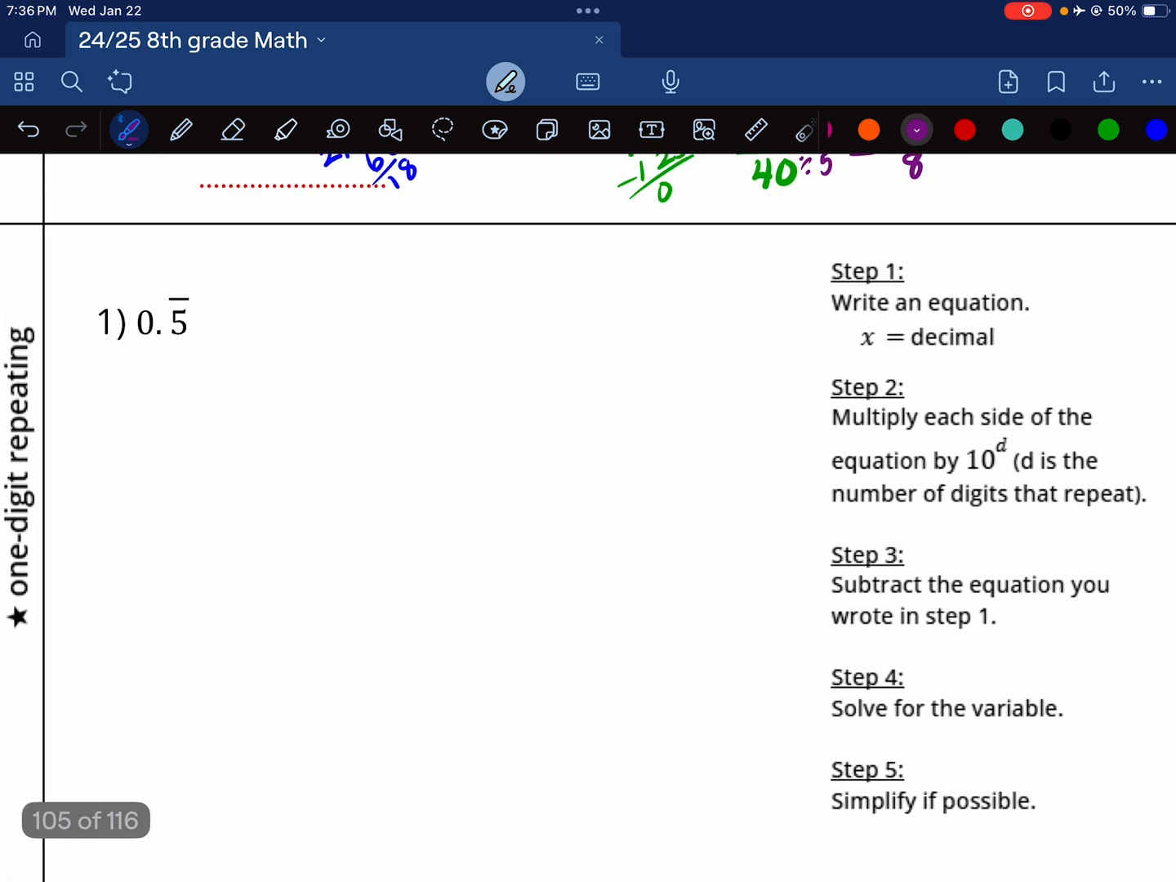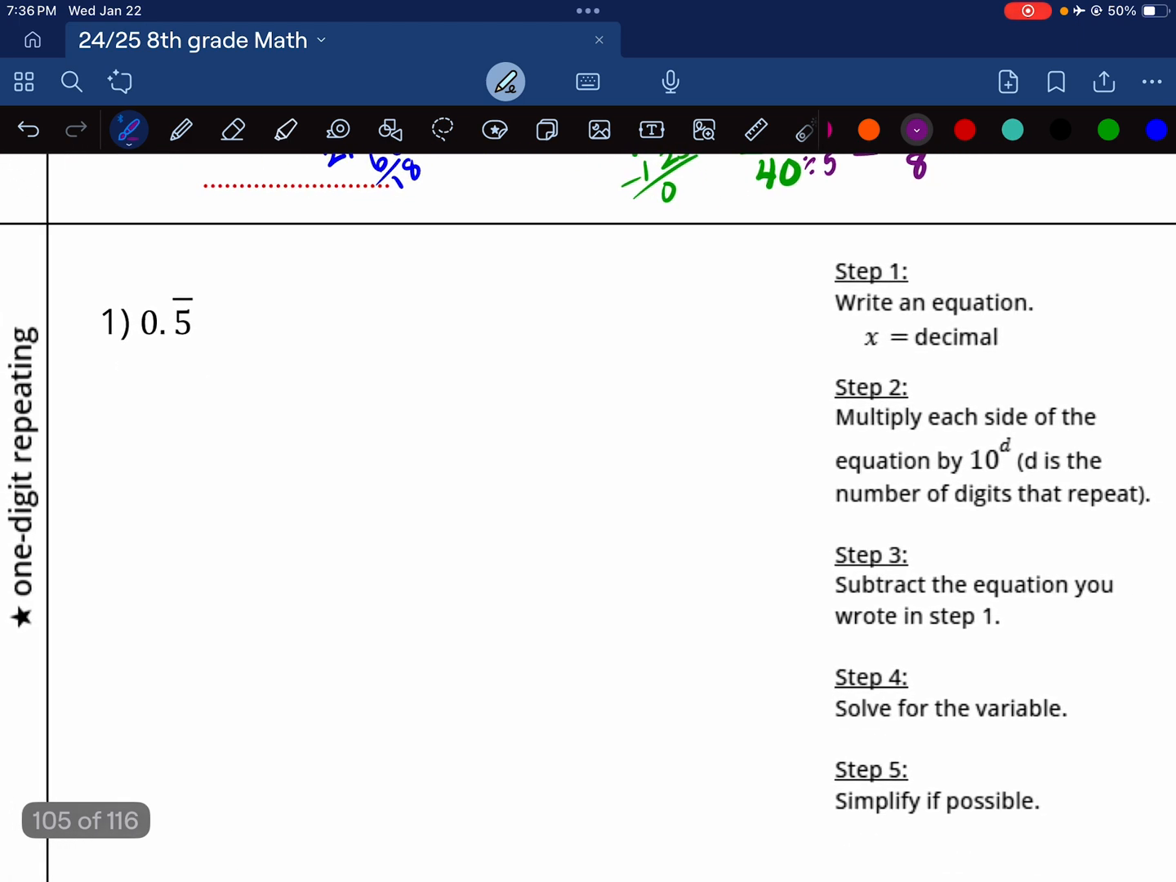I want you to take a second, pause the video, and write the steps down. They're not on your page, but I found these and typed these up, since I've done this, and I want you to be able to have these steps as we do these. Okay. So step 1 says to write an equation.